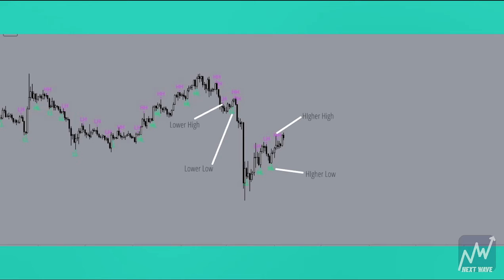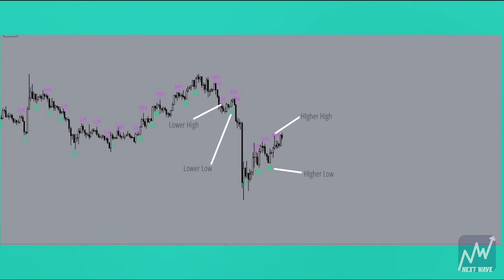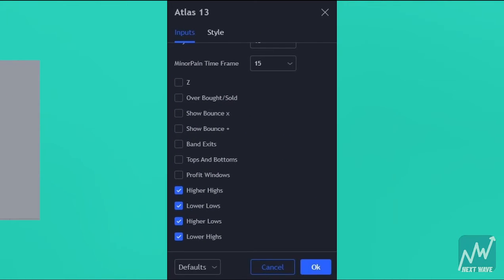Now, again, I don't necessarily know how to use this as well, but this is something that you would like to ask the creator, Royce, on how he uses it. And for the Atlas, these are what you will toggle if you would want to use the higher highs or the higher lows, or the lower highs or the lower lows.